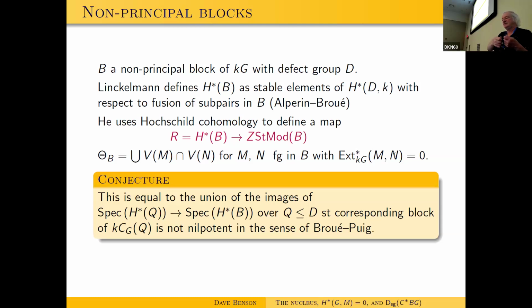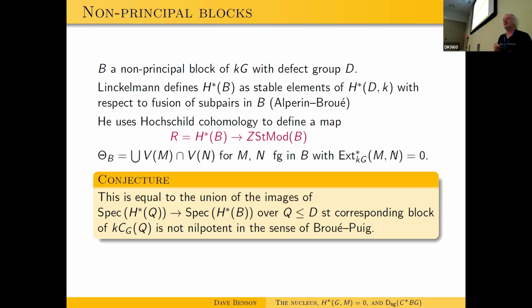So then he gets a map that factors through the Hochschild cohomology in some way that's not quite obvious, and gets an action of the cohomology of the block on the stable module category of that block. And it turns out that that's the right concept for trying to understand the support theory for that block. So you now apply the definition on the previous page to that action of the cohomology of the block on the stable module category of the block.